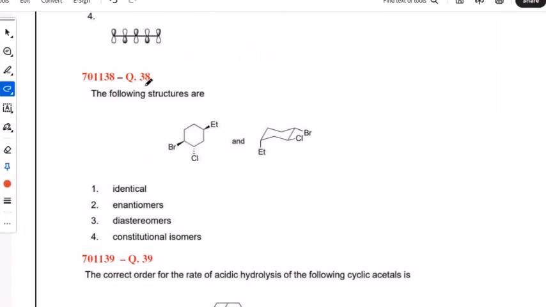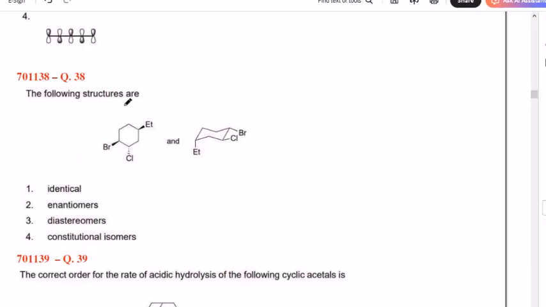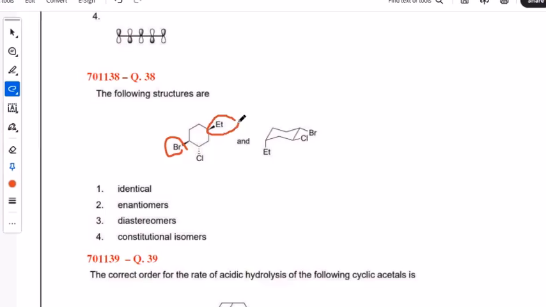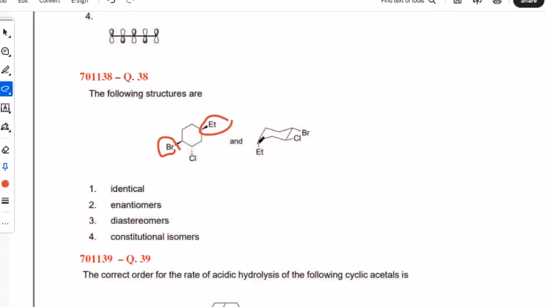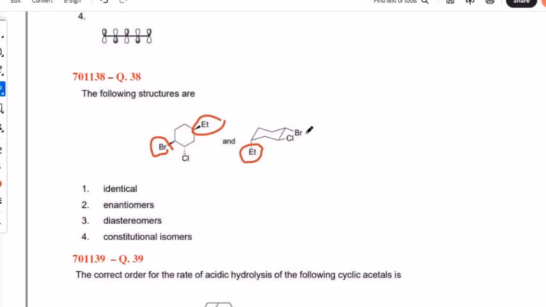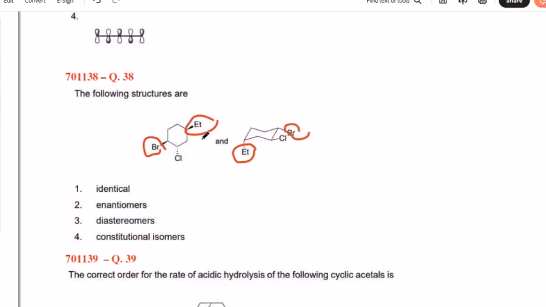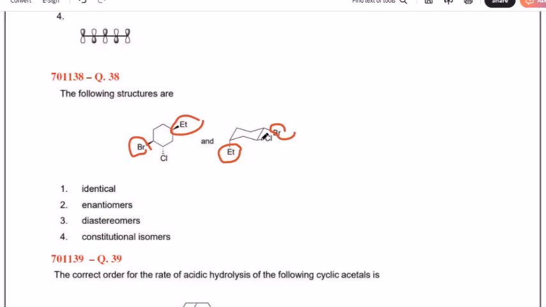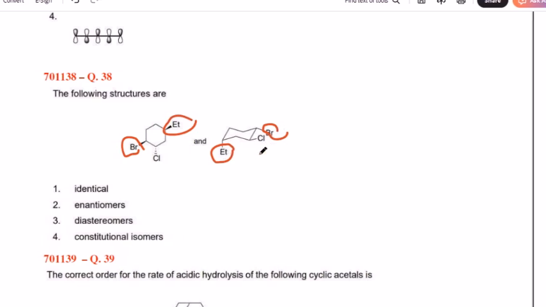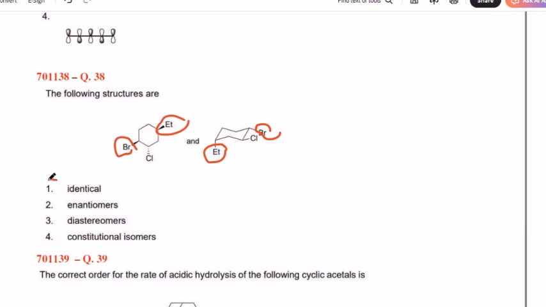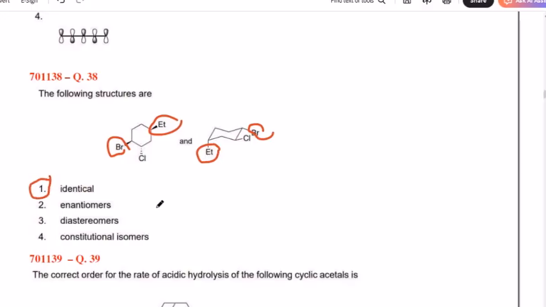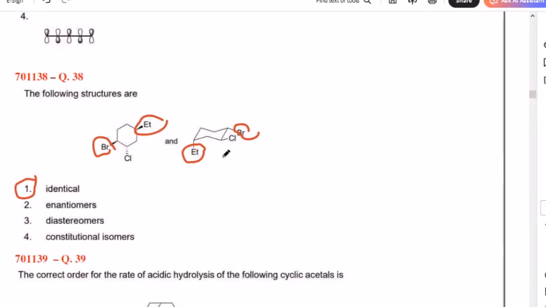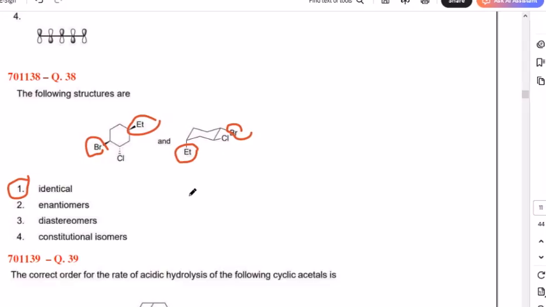Next, question number 38. In the following structures, the bromo, halide and ethyl groups are on the same side. So in this compound, yes, ethyl and bromide are on the downside, the same side, and this chlorine is opposite to bromine and opposite to ethyl. Here also it is opposite to bromine and opposite to ethyl. So both are identical, not even isomers. They are both identical, one written in cyclic form and the other in chair form. So option number 1 is the correct option, friends.